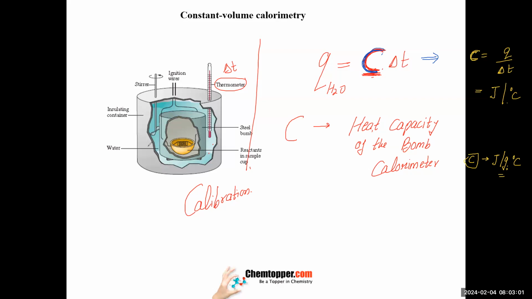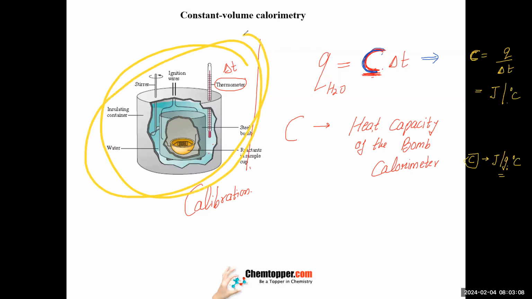The meaning is, when you take any bomb calorimeter, every bomb calorimeter has some amount of water. They can have different amounts. It can be big, it can be small. So they have some amount of water. Even the valves, the thermometer, the stirrer, they all are going to gain or lose some heat. So that all is included in this C.